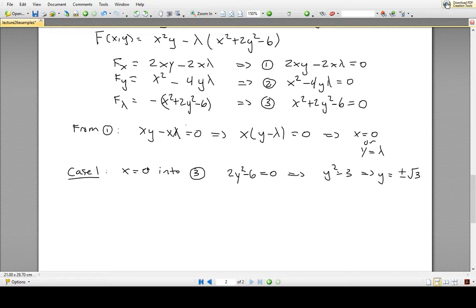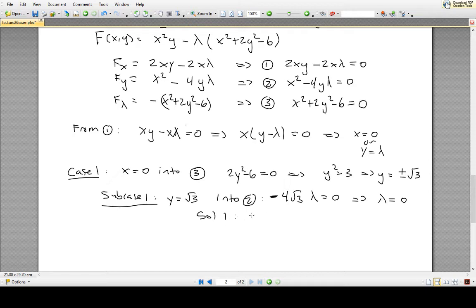Okay, so now I know that x is 0, and I have two choices here for y, so I'm going to break those two choices down into subcases. So subcase 1, I'm going to choose the first one. y is equal to the positive square root of 3. If that's true, and I've chosen x is equal to 0, if I plug that into equation 2, what do I get? I get 0, so x squared is 0, minus 4 root 3 lambda has got to be equal to 0. Well, the only way to get negative 4 root 3 lambda to equal 0 is if lambda is equal to 0. So this is solution 1. Solution 1 is that x is equal to 0, y is equal to positive root 3, and lambda is equal to 0.